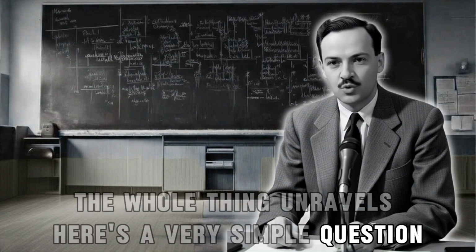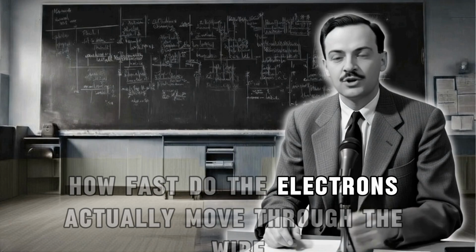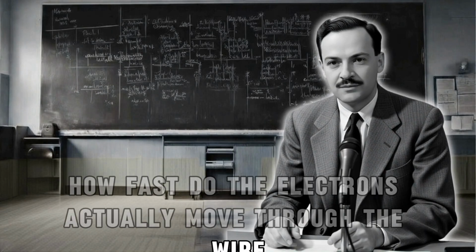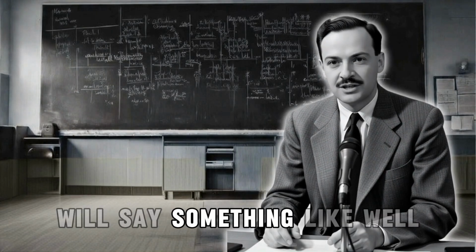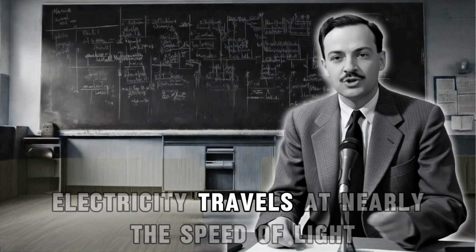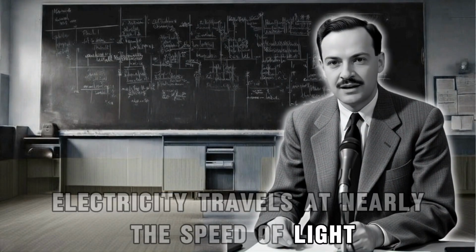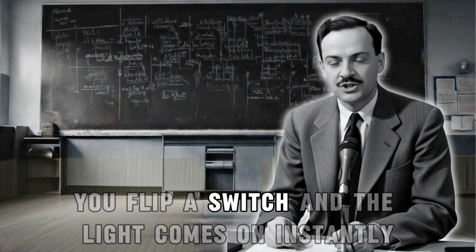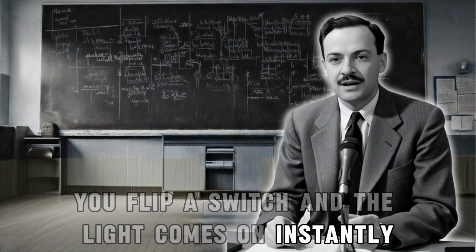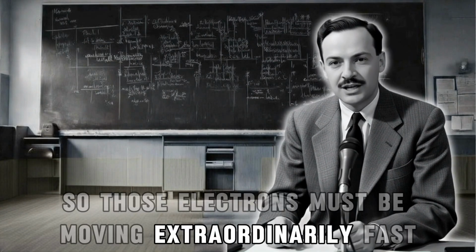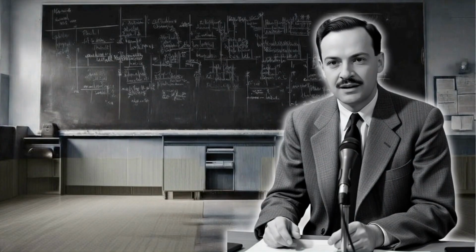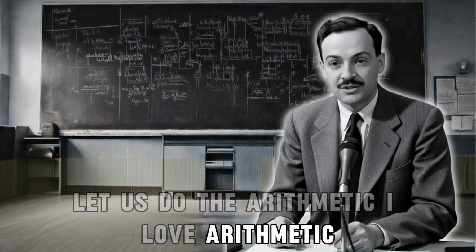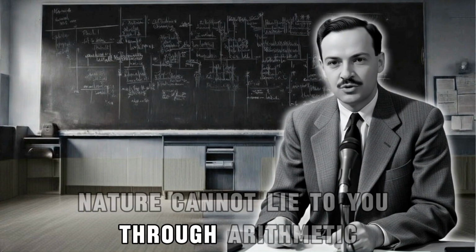Here's a very simple question. How fast do the electrons actually move through the wire? Most people, if you ask them, will say something like, well, electricity travels at nearly the speed of light, so the electrons must be flying. That seems reasonable. You flip a switch and the light comes on instantly. So those electrons must be moving extraordinarily fast. Let us do the arithmetic. I love arithmetic. Nature cannot lie to you through arithmetic.